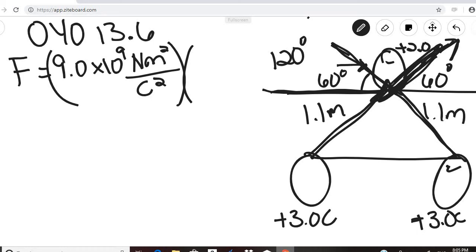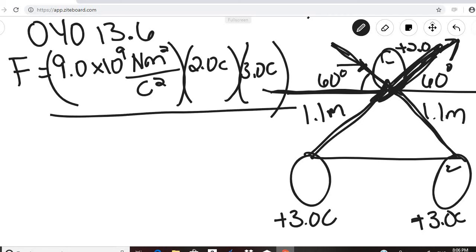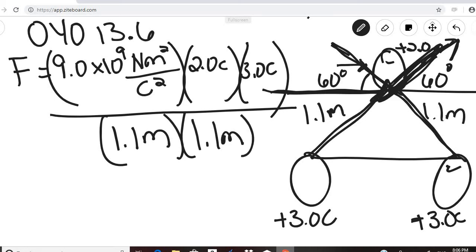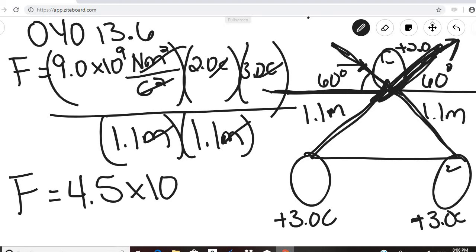So we'll take the 2.0 Coulomb charge and this 3.0 Coulomb charge, and then the distance would be 1.1 meters, and we'll square that. Okay, so meters are going to cancel, coulombs will cancel, we'll be left with the force, and the force in this case is equal to 4.5 times 10 to the 10 newtons.